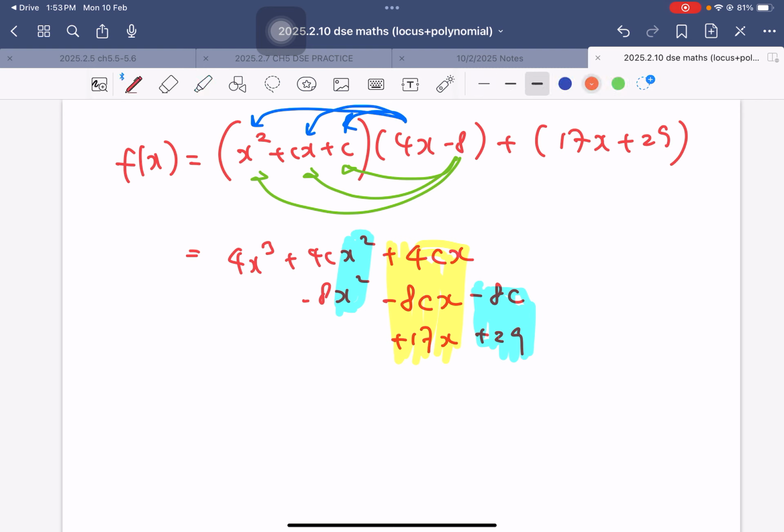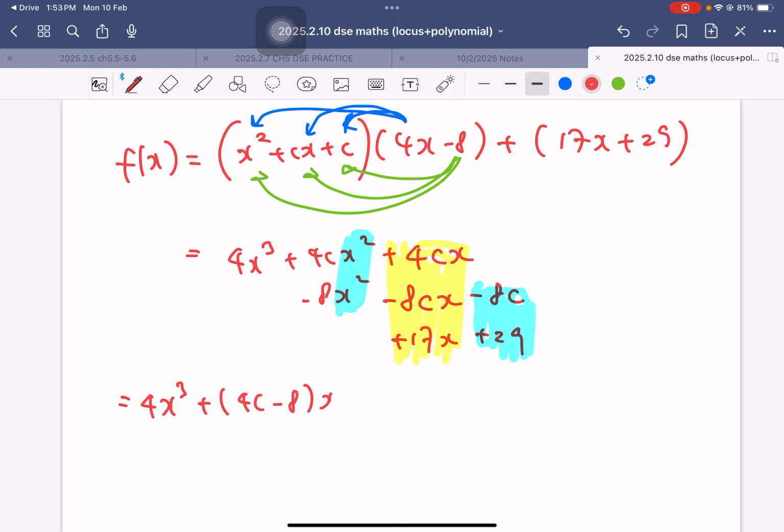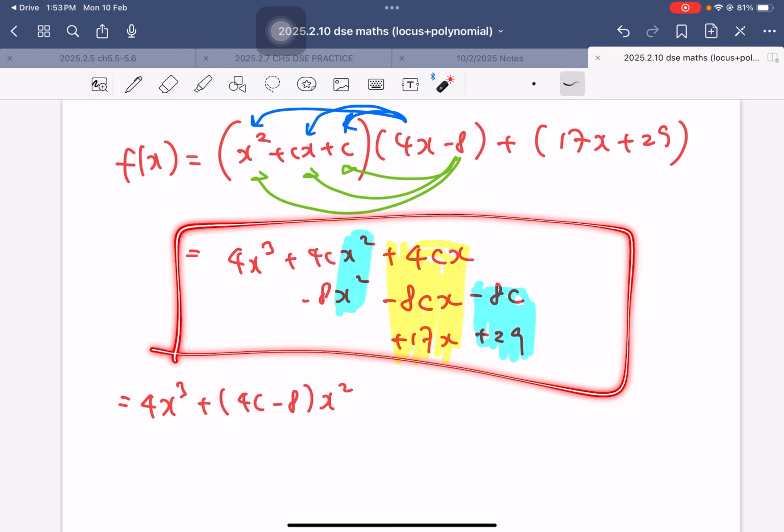So collecting the similar terms, I have 4x cubed. How do you combine these two, Ria? 4c and minus 8, you just combine these two together. This is an expression, not an equation. So 4c minus 8, x squared. You can't say they are equal, because this is the whole f(x), the whole expression, remember?